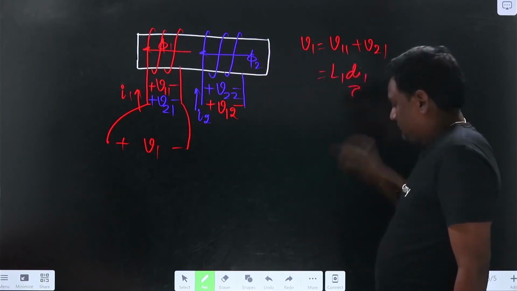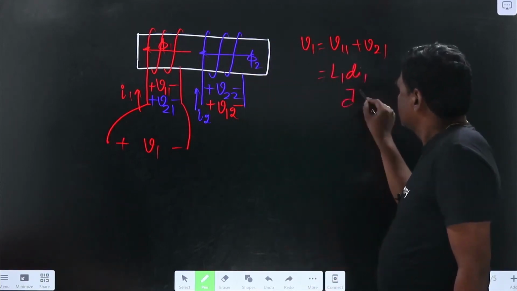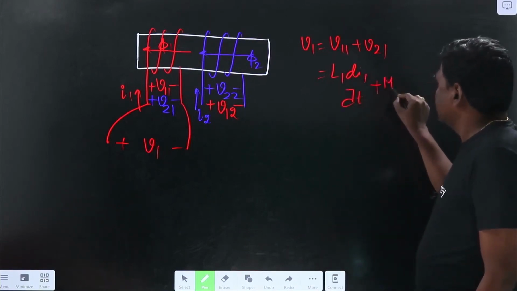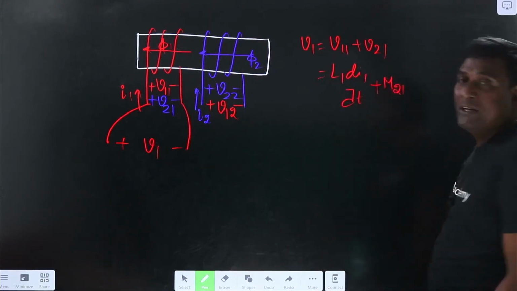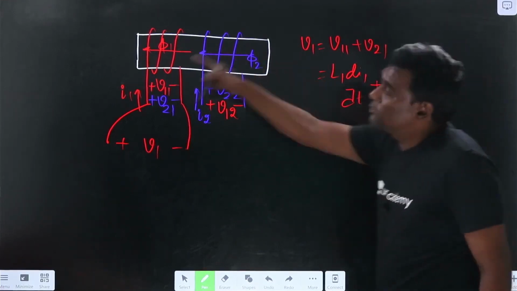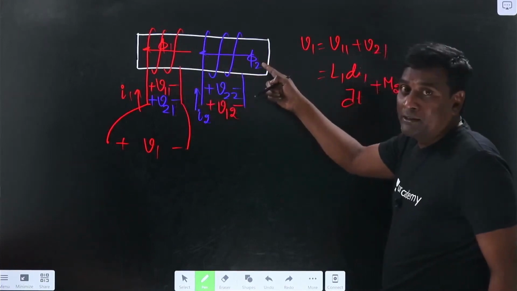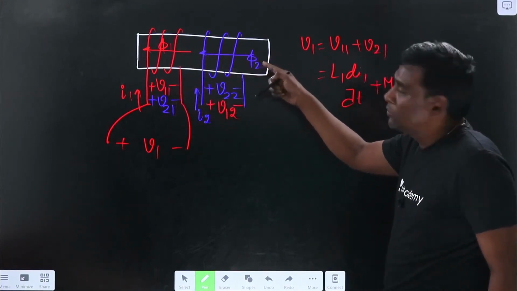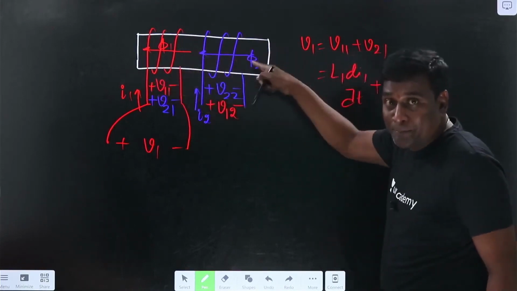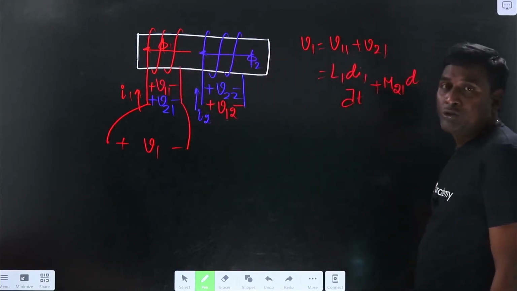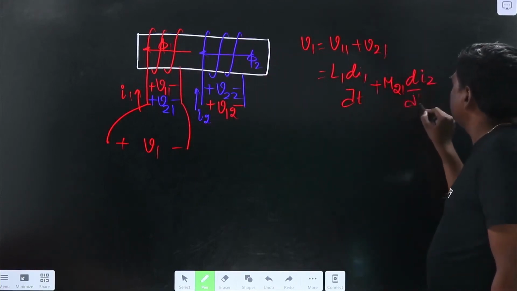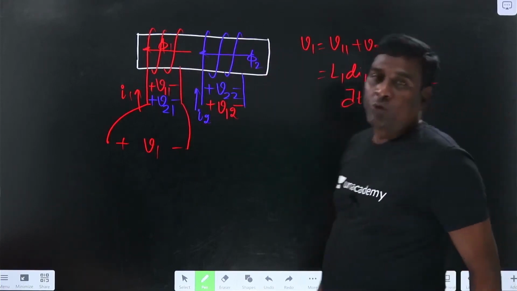So the equation is going to be: V11, self, without this component, is going to be L1 di1 by dt, plus M, because of 2 induced voltage in 1, into di2 by dt. Because of phi 2 induced voltage here, out of that total phi 2, some component of phi 2 is interacting with this, and that particular portion of phi 2 will be produced by I2. So di2 because of I2 happening in the first coil.